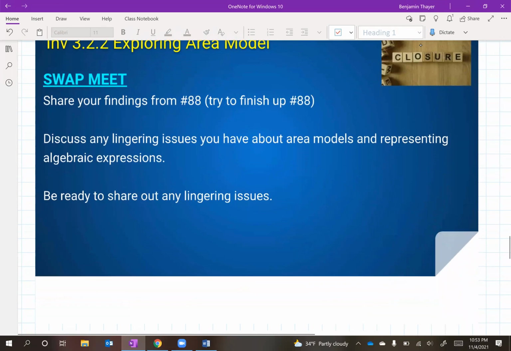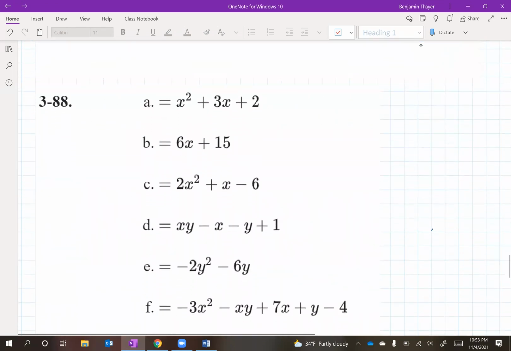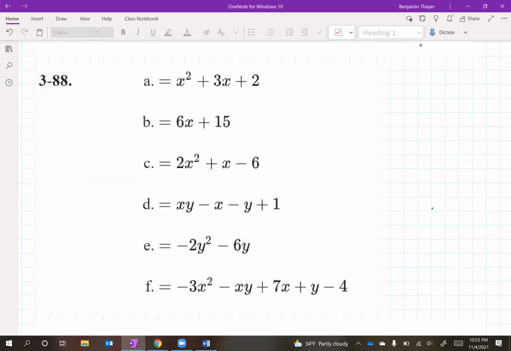So I'm assuming your swap meet's done. So here are solutions to 88. These are all the areas written as a sum of the parts inside the area models. So check your solutions, pause the video right here, and then we're going to wrap things up.